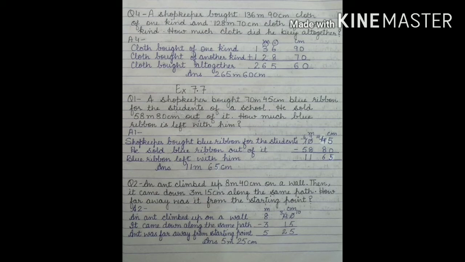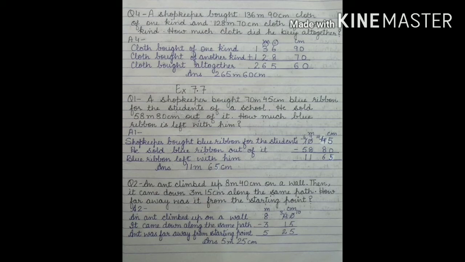But somehow the ant slipped, or whatever happened, along the same path which the ant was climbing, it came down 3 meter 15 centimeter. Now we have to find that when the ant slipped down, how far the ant is from the starting point. Now we will frame the statement for this question. An ant climbed up on a wall 8 meter 40 centimeter. It came down along the same path 3 meter 15 centimeter. Ant was far away from the starting point.